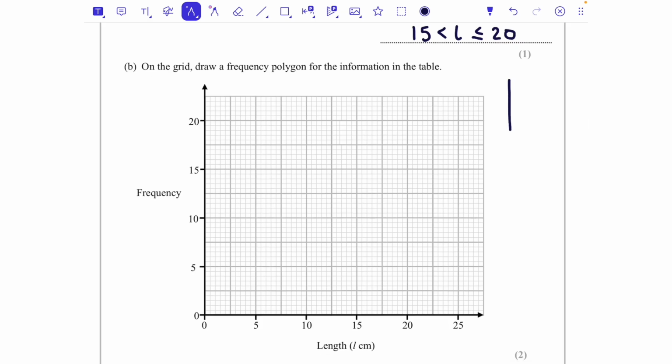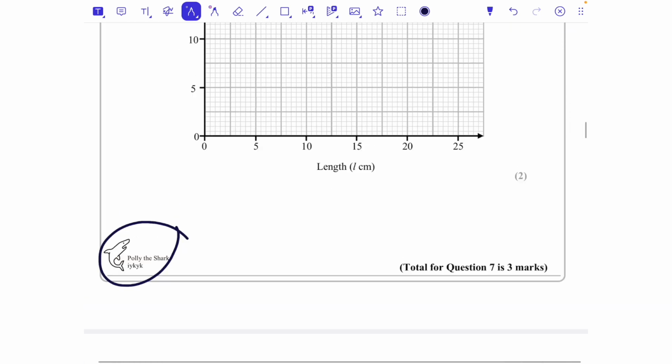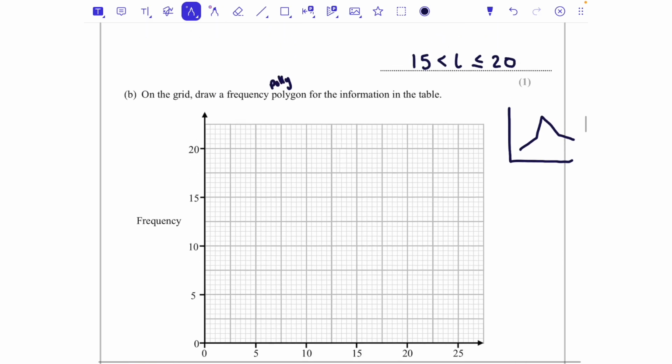Now, for a frequency polygon, it ends up looking a little bit like a shark fin. So we call her Polly the shark. If you know, you know. I've put that down here. So that was my explanation for that. So Polly the shark, if you have heard me talk about that before, hopefully that's stuck in your head. So we go in the middle of the category. Polly, she lives in the middle of the ocean.